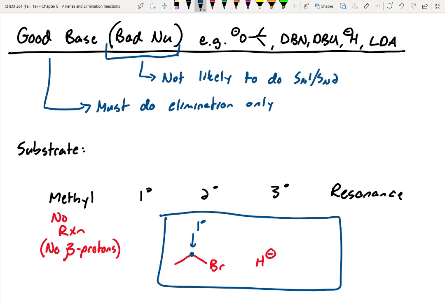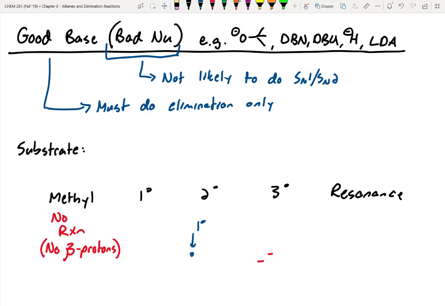Let's think about it. What's the big difference between E1 and E2? The base. For E2, do we need a strong base or a weak base? Strong base. For E1, do we need a strong base or a weak base? Weak base. In this case, we're saying all of these are strong bases, which tells me that this must be E2. What about the secondary? E2. What about tertiary? E2. What about resonance? E2. However, we must have beta protons in all of these examples in order for E2 to occur, right? Yep.